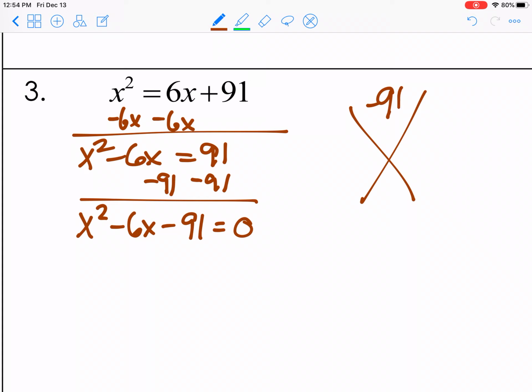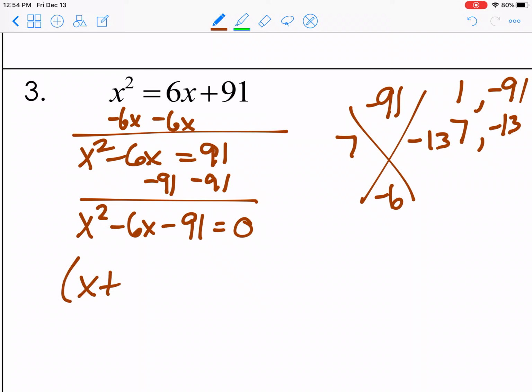A times c, that's negative 91. B is negative 6. So if I take negative 91 divided by 1, I get negative 91. If I add those, I'll get negative 90, so it doesn't work. Can't divide by 2 because it's not even. 3, 4, 5, 6, but maybe 7. If I do negative 91 divided by 7, I will get negative 13. And if I add those two numbers, I do get negative 6. So those are the two I was looking for. As I list my factors, it's going to look like x plus 7 and x minus 13.